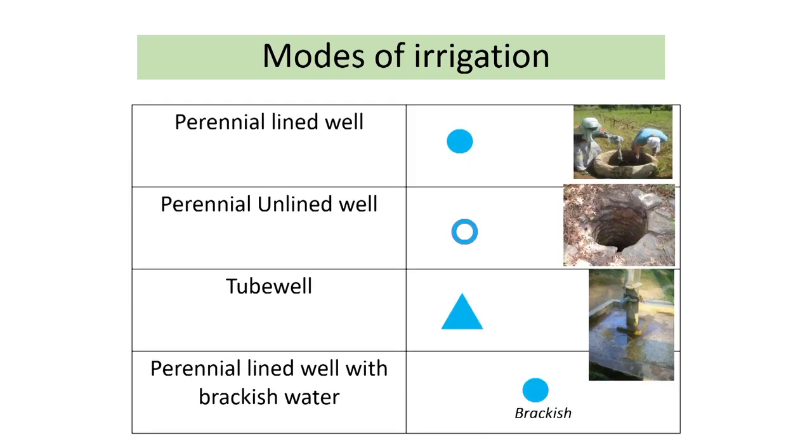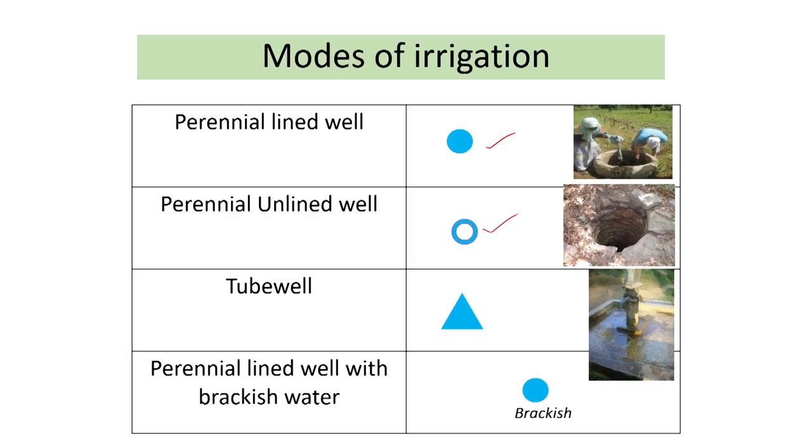Next, all about wells: lined well like this, unlined well, both are perennial, water will be available throughout the year. Tube well, as you see here, and perennial lined well with brackish water. Brackish water usually means a mixture of fresh water and other type of marine water.